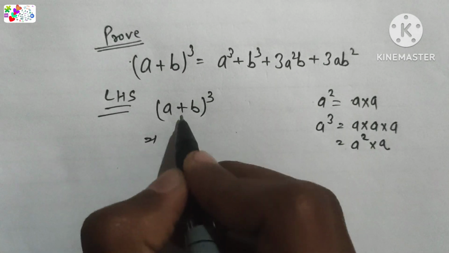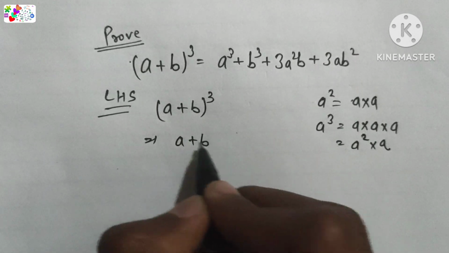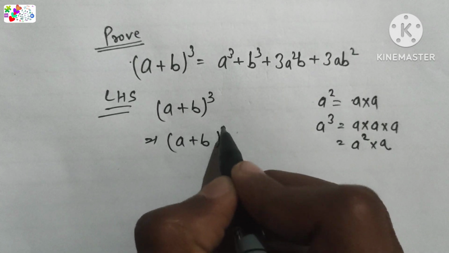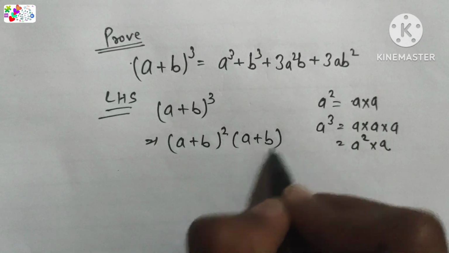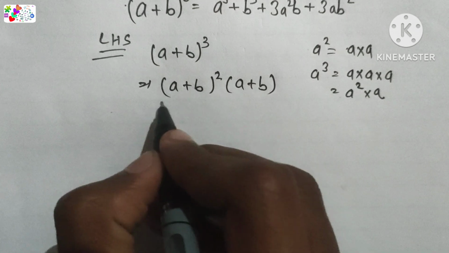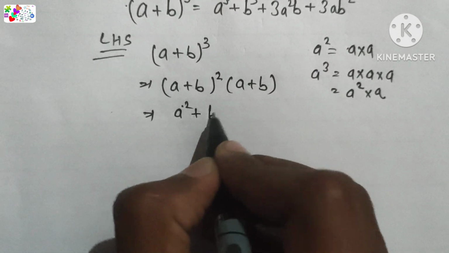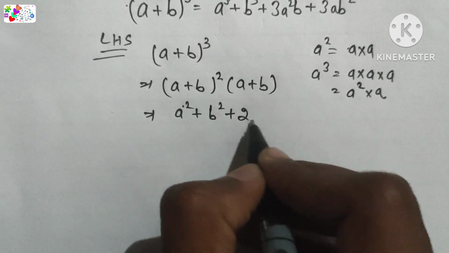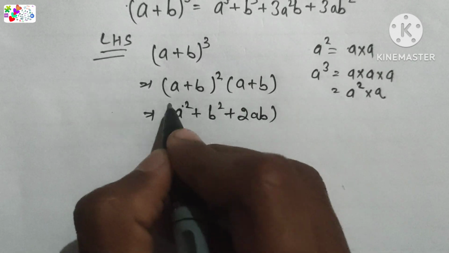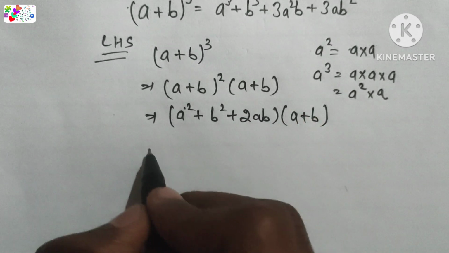So now I apply it in this section: (a+b) square and (a+b). Now we know that (a+b) whole square is equal to a square plus b square plus 2ab, and (a+b) as it remains.